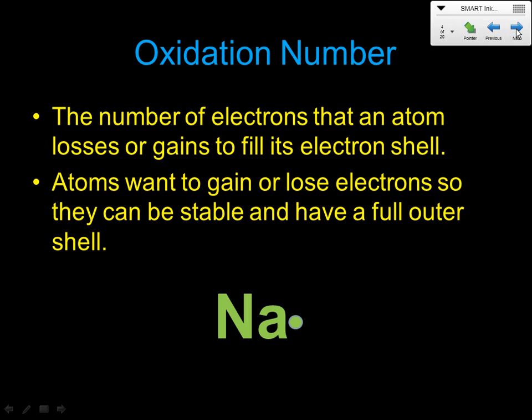One important thing to know when dealing with bonds is the oxidation number. This is the number of electrons that an atom loses or gains to fill its electron shells. Atoms want to gain or lose electrons so they can be stable and have a full outer shell. Here I have drawn a Lewis dot structure of a sodium atom. It has one valence electron, so it is going to want to get rid of that one valence electron. When it does that, it is going to have a positive 1 charge. The positive 1 would be its oxidation number.